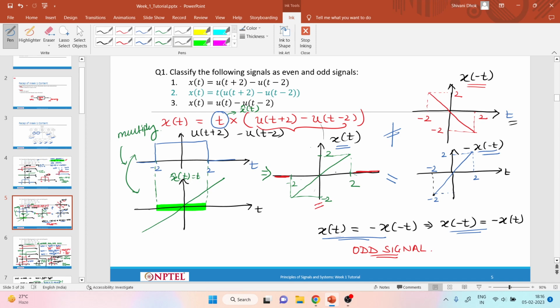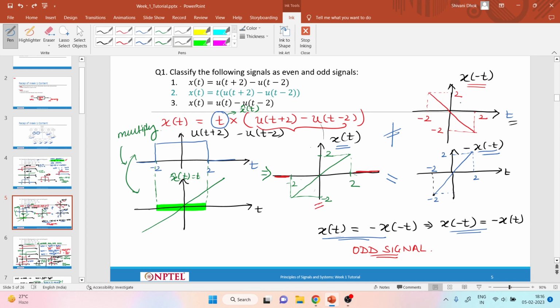So whatever was present at t equal to 2 will now be available at t equal to minus 2. Similarly, whatever was there at t equal to minus 2 is now at t equal to 2. And similarly, every point by point you have to do it, and you are just flipping it with respect to this axis.